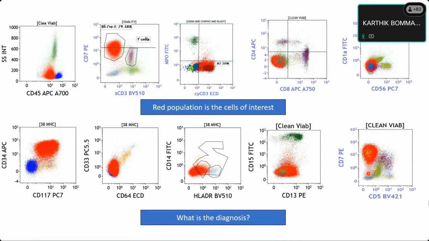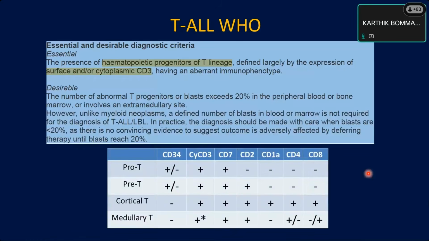Okay. Can you refine it further? Want to base any subtype in T lineage ALL? Okay, let's see. Having cytoplasmic or surface CD3 expression is pathognomonic for T lineage. In older WHO classifications, we used to call it pro-T, pre-T, cortical, and medullary based on the expression of CD7, CD2, CD34 and so on. But this concept does not exist now.